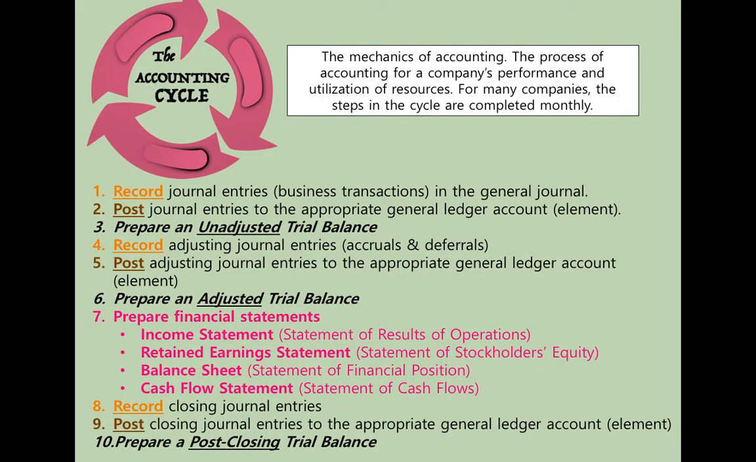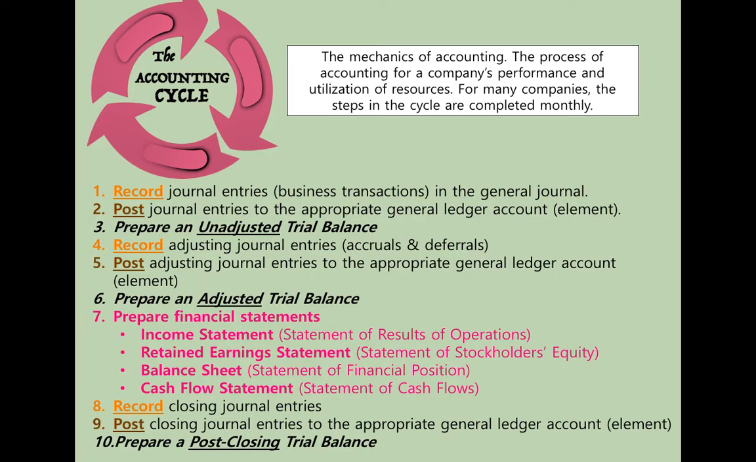So you record journal entries in the journal, you post them to the ledger, and you prepare an unadjusted trial balance. It's called unadjusted because you haven't done adjustments yet. Then you record adjustments, accruals, and deferrals, post those into the general ledger, and then prepare an adjusted trial balance. And once you have all of the accounts adjusted appropriately, you can build the financial statements.